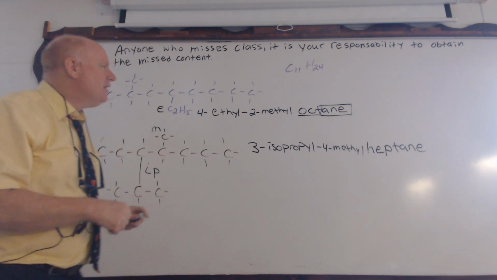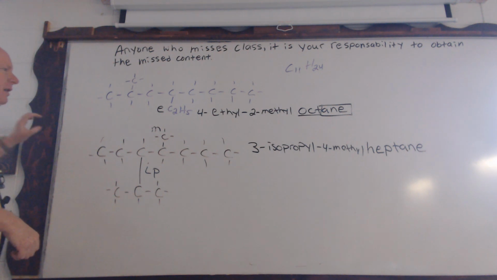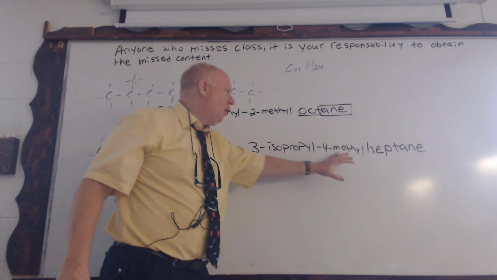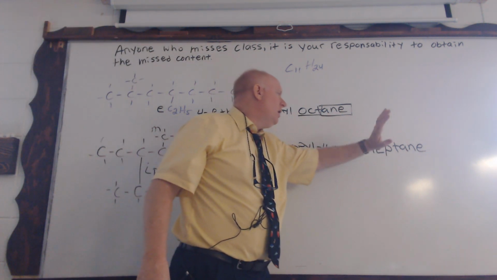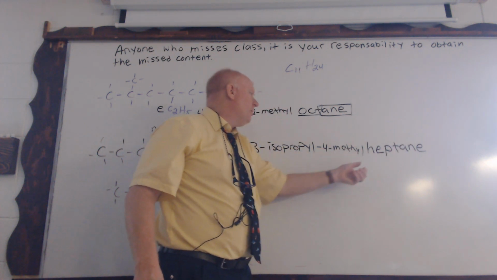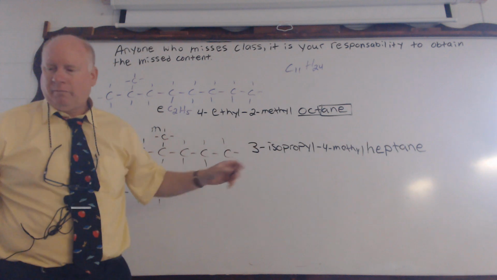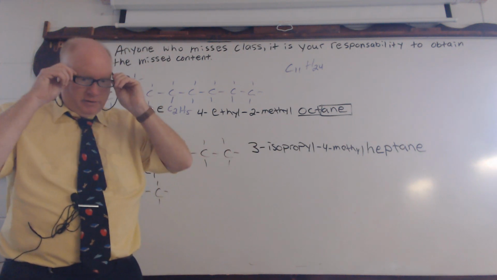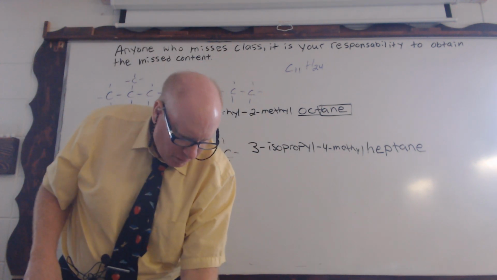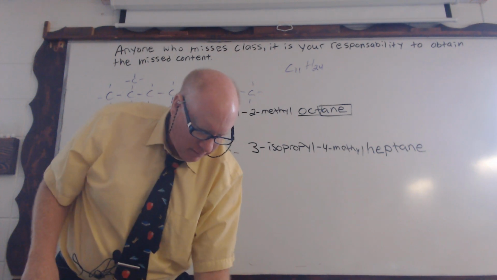All right. So again, when you look at these, you can always reverse engineer these. We know everything's single bonded, a 7-carbon compound, a methyl group located on the 4th carbon, an isopropyl group located on the 3rd. Okay. So go ahead and grab your book.